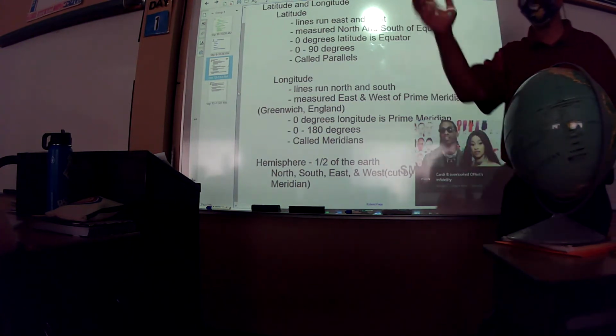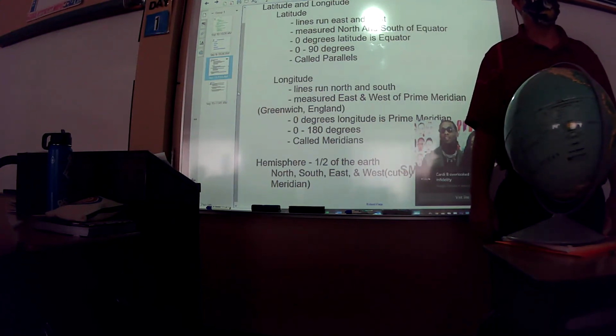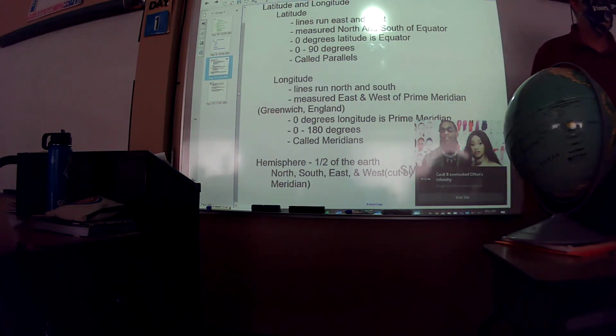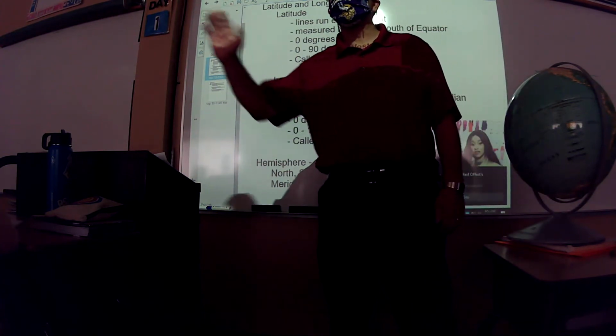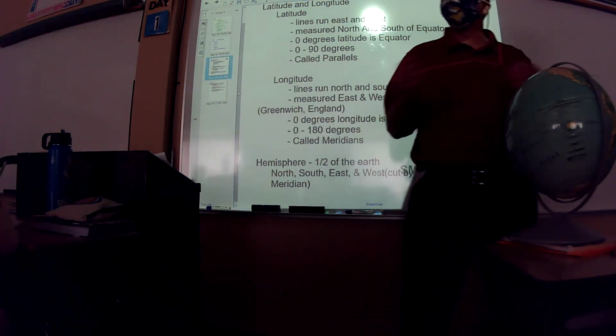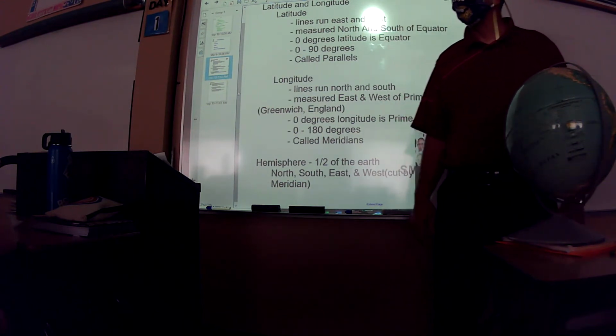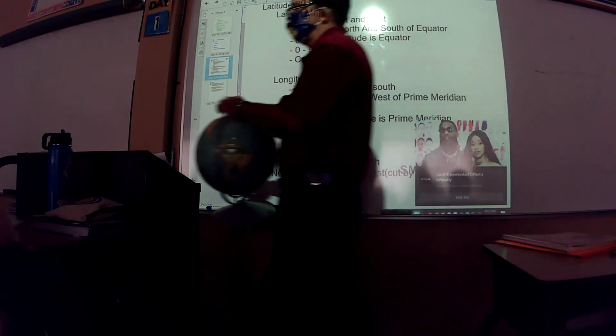But there's a line there that's used for time, which is called the international date line. So depending on which way you fly, it's either gonna be a day earlier or a day later than when you go.